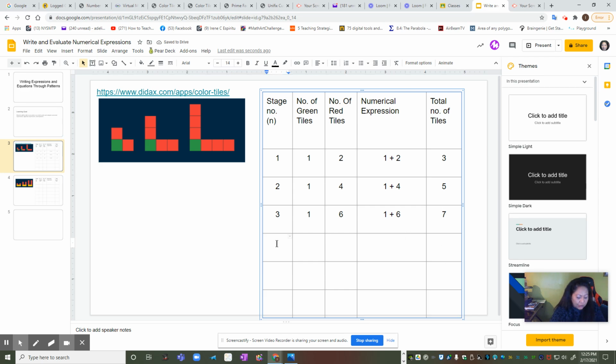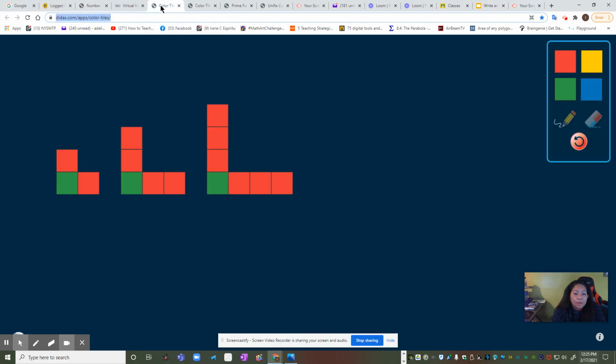Now, what about stage 4? How does it look like? Do you think there will be one green tile? Let me write one green tile. And what about the number of red tiles? So let's go to Didact's virtual manipulative. So in this application, we can continue to stage 4 and stage 5. So we have one green here, right? So I'm going to continue.